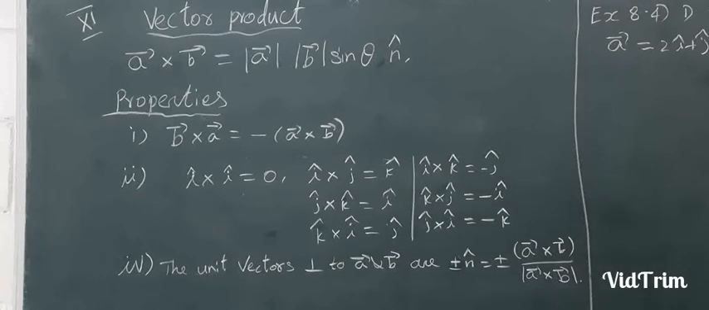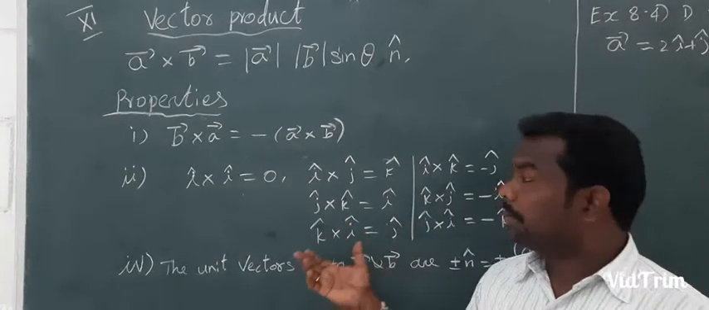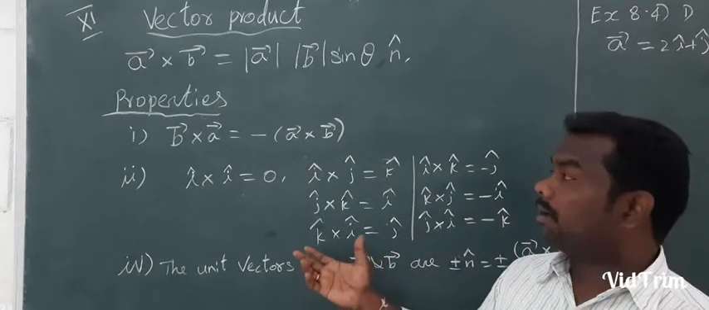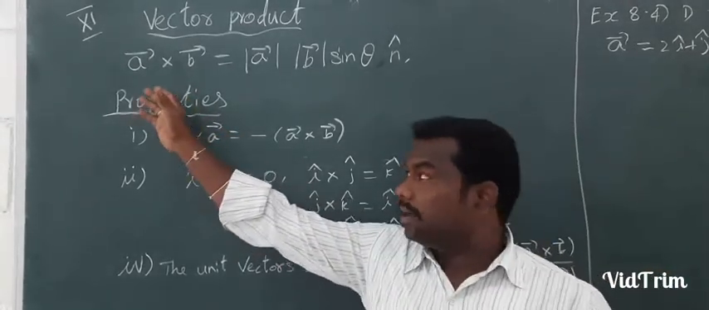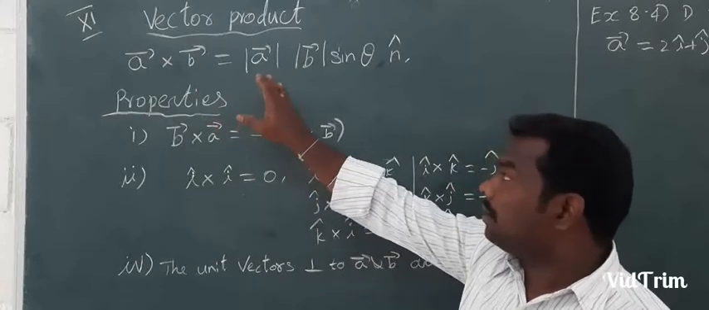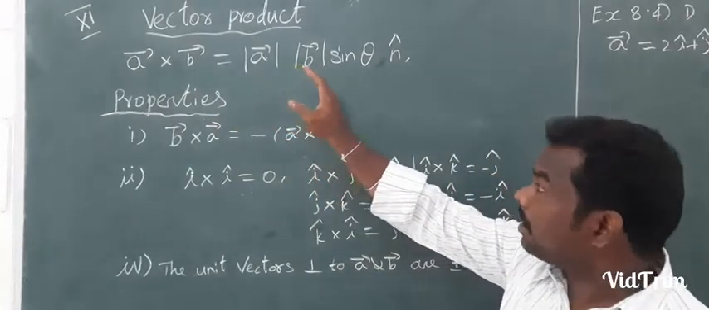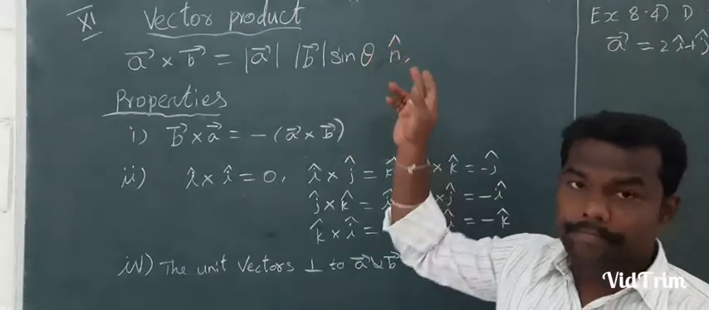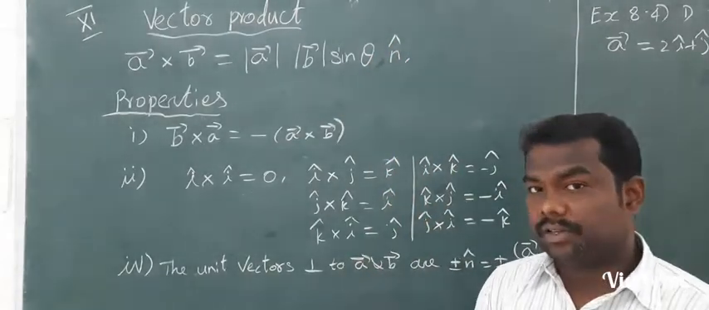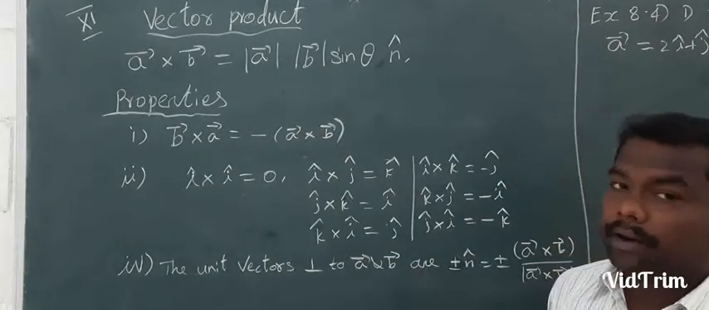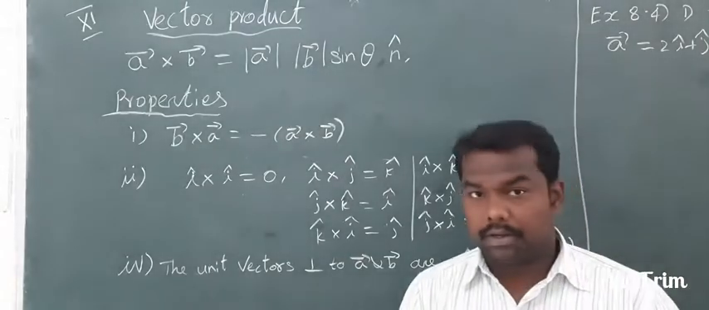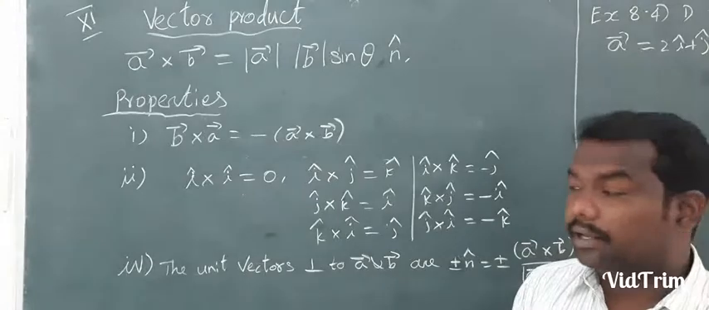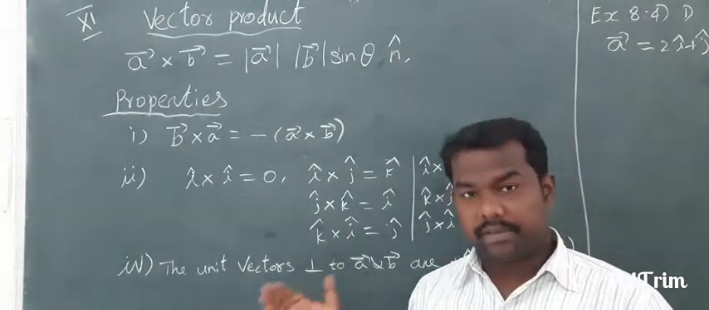Now let us recall the important vector product formula. The first one: A cross B is equal to modulus of A, modulus of B, sin theta, into n cap, by the right-hand system. Some important properties we are going to study about the same vector product. So these three properties are very important.